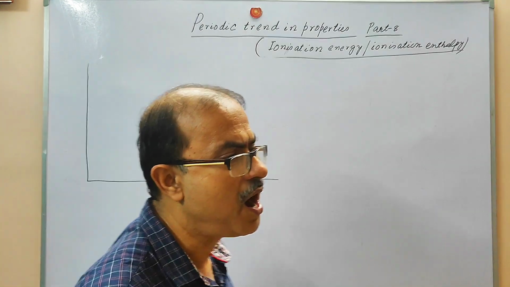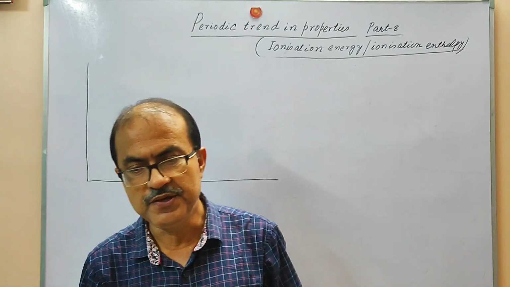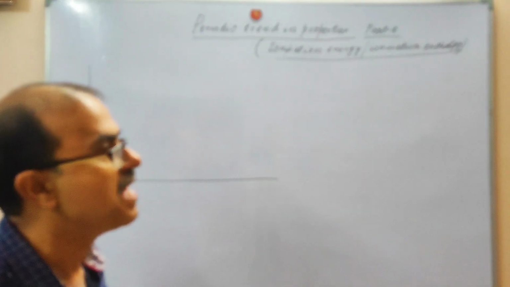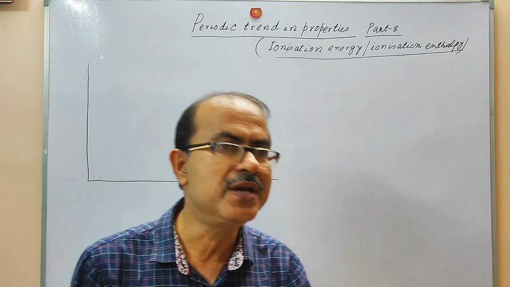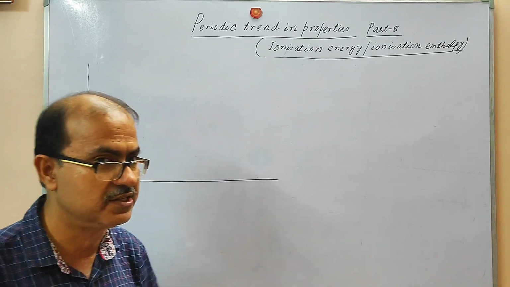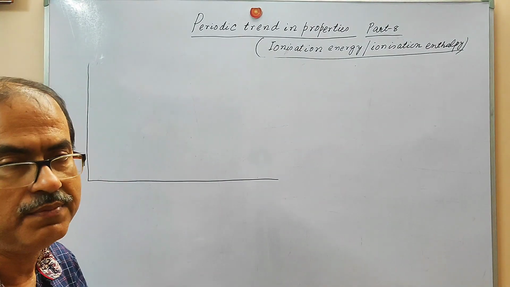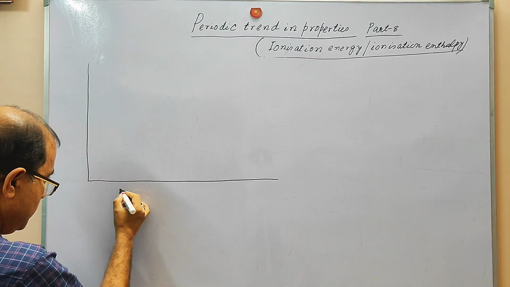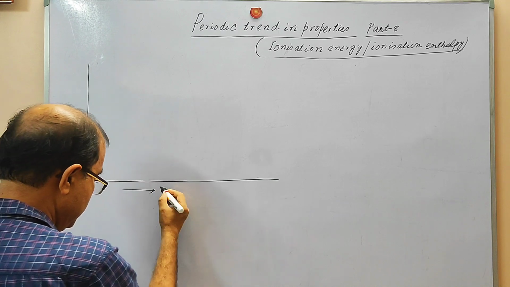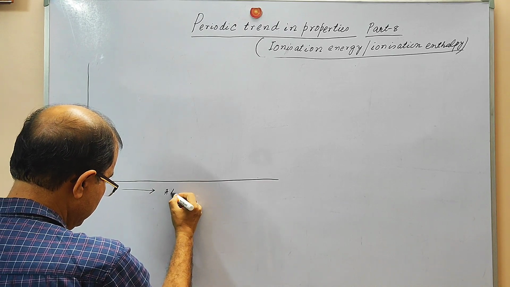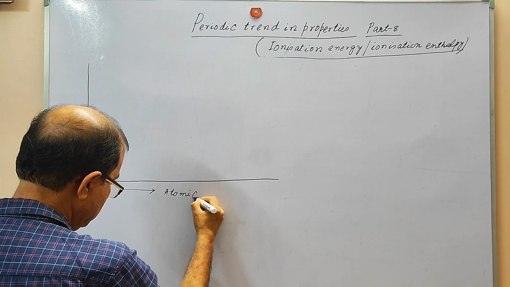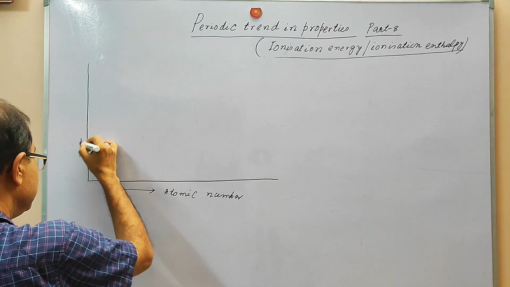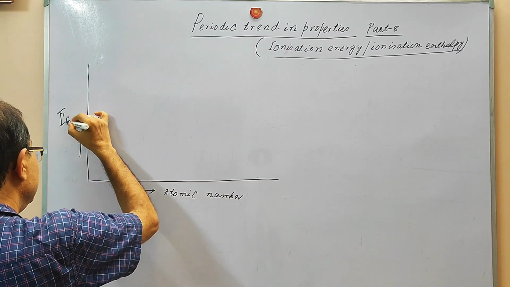To understand how the ionization enthalpy behaves across the period and down the group, let us have a look at the ionization enthalpy for the first 60 elements, and from this we will be able to understand it. Okay, so this is the graph. In the x direction there is the atomic number, and in the y direction, the ionization enthalpy.